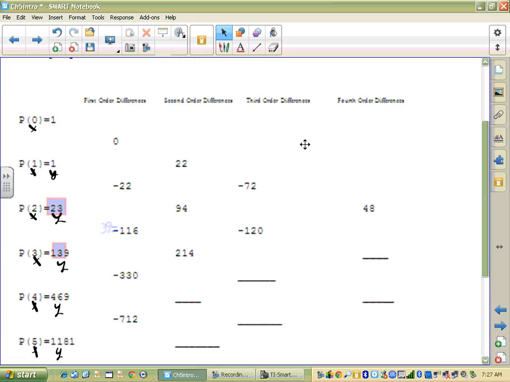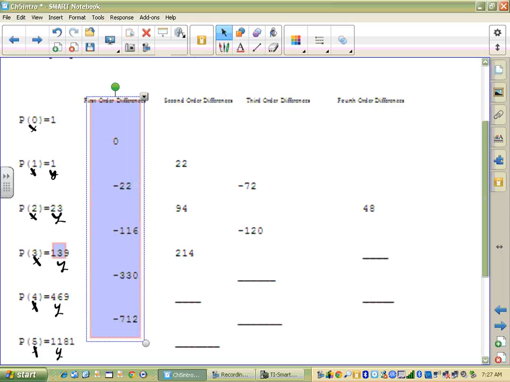So this column here is called the first order differences because all we did was find the differences of the initial y values, and that's called the first order differences. If those differences were constant or were the same, by the theorem we'd have a linear function. But they're not, so we've got to keep going.